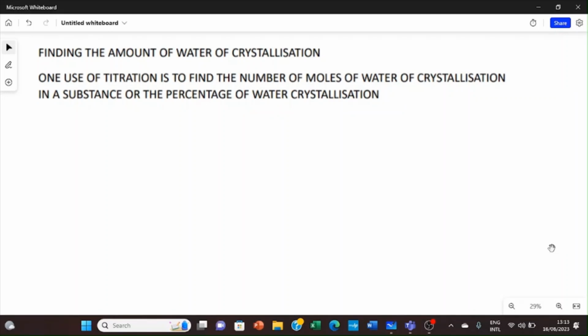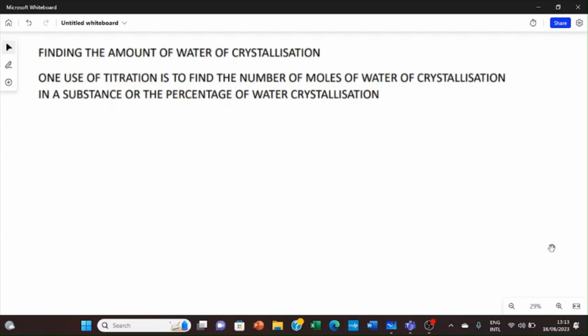Now, basically, in acid-base titration or in redox titration, there are situations whereby the acid or the base, or the oxidizing agent or reducing agent used in the titration process, might contain water of crystallization. So you'll be asked to find the amount of water of crystallization. One use of titration is to find the number of moles of water of crystallization in the substance. At times, they can even ask you to calculate the percentage of the water of crystallization.